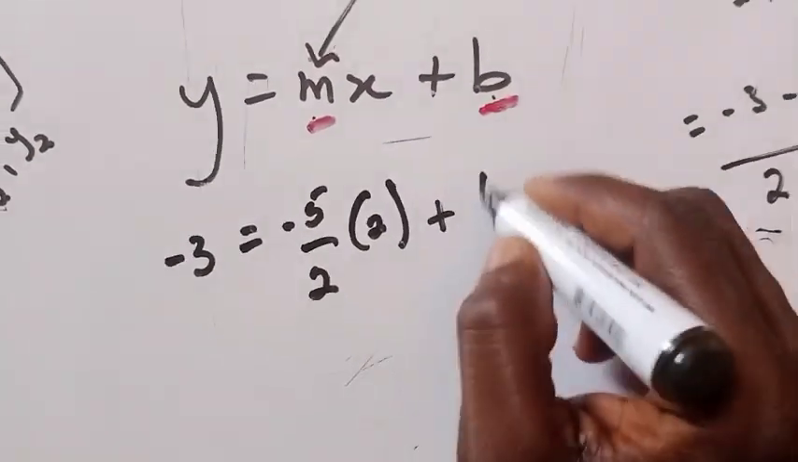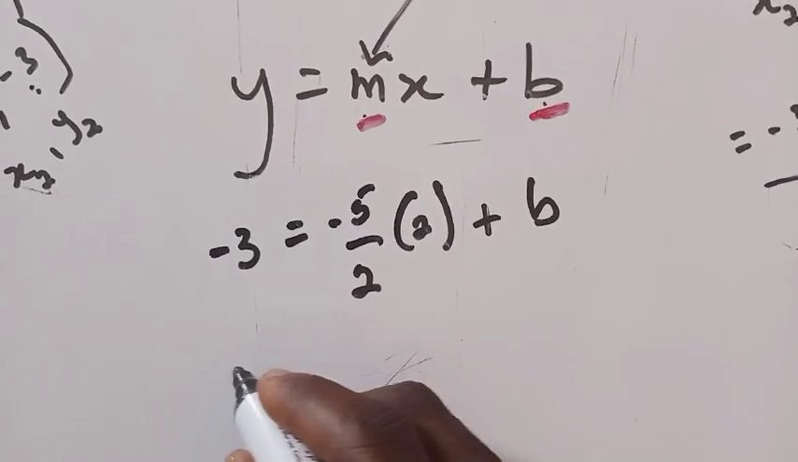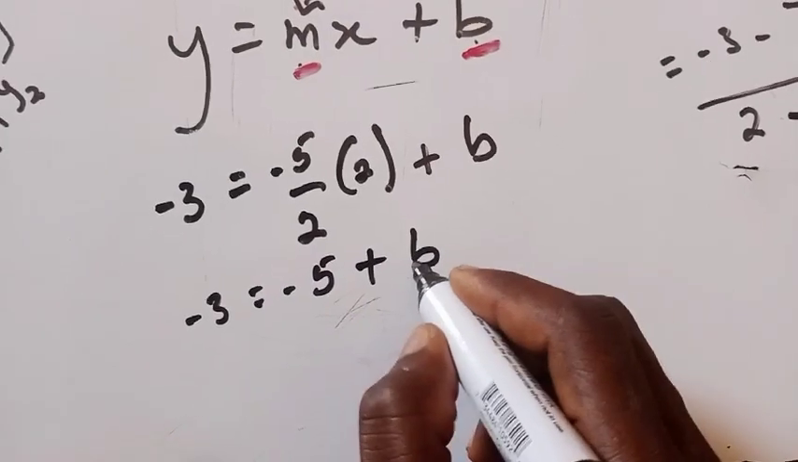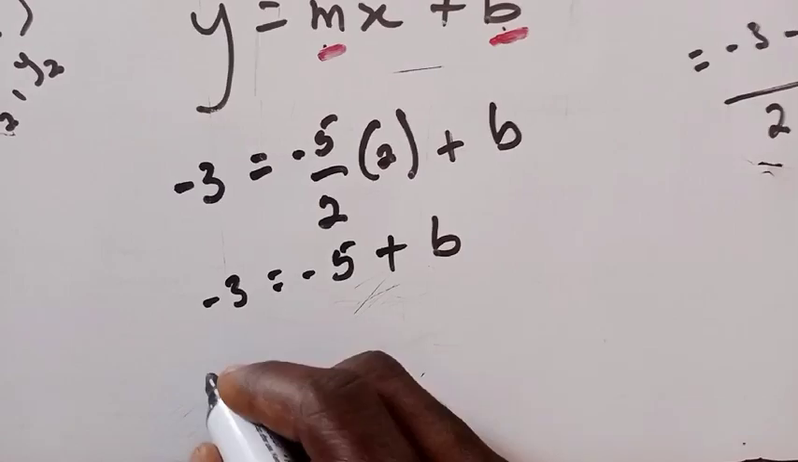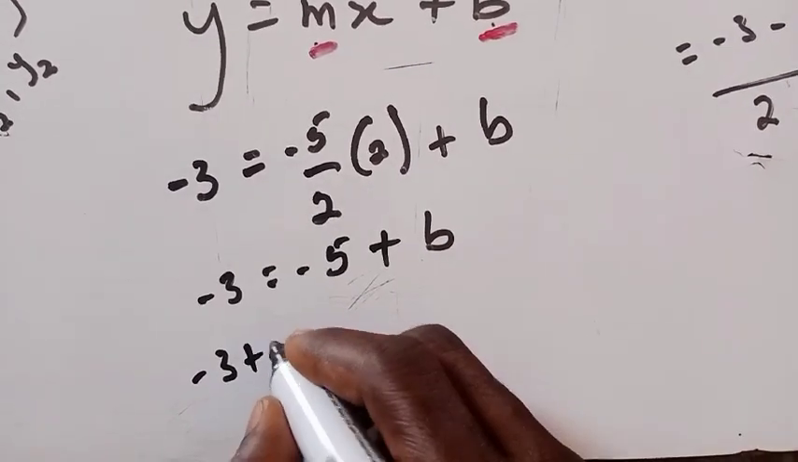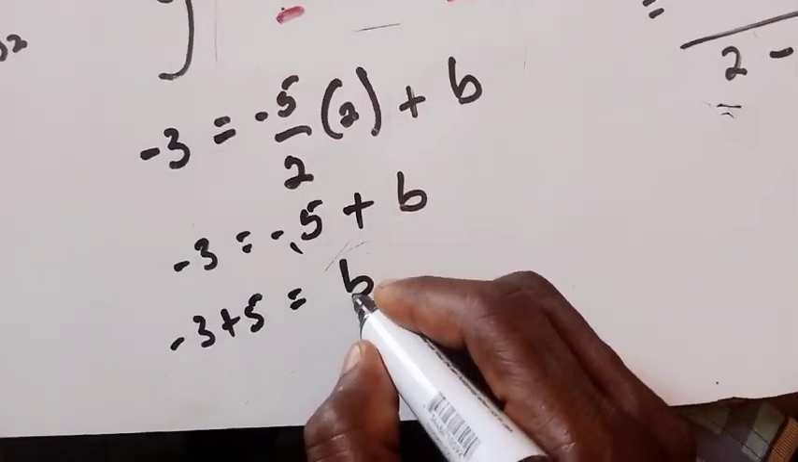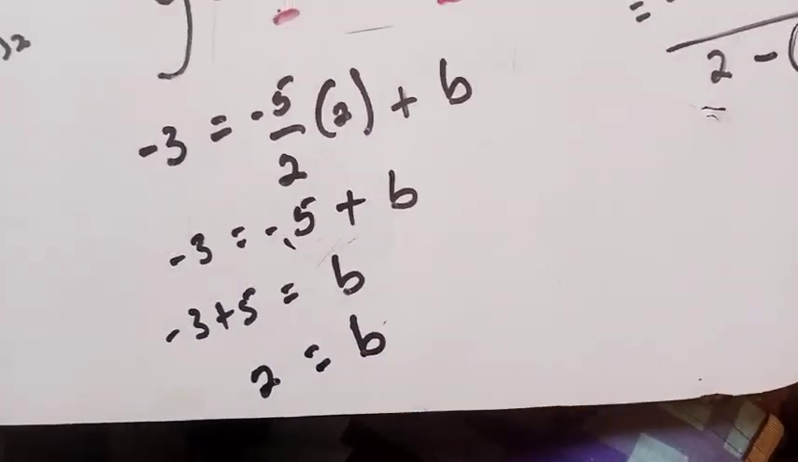So plus b. This is very easy for you to do the calculation. So this one cancels out. So you have -3 that is equal to -5 and then plus b, right? So we are looking for the b. So adding 5 to both sides of the equation, you have -3 plus 5 here tends to be 2, right? That's going to be equal to b. So here we have b to be equal to 2.